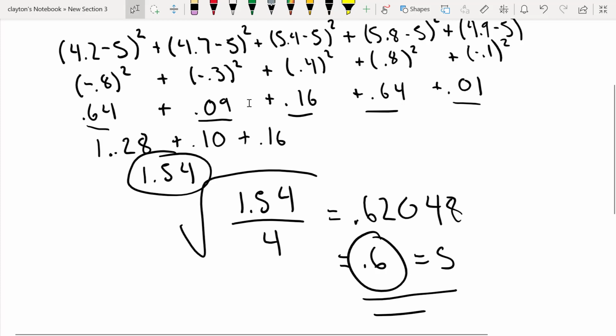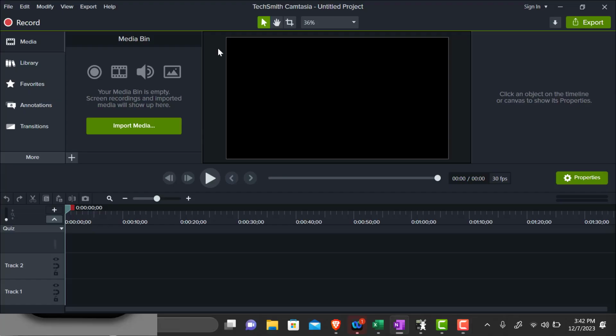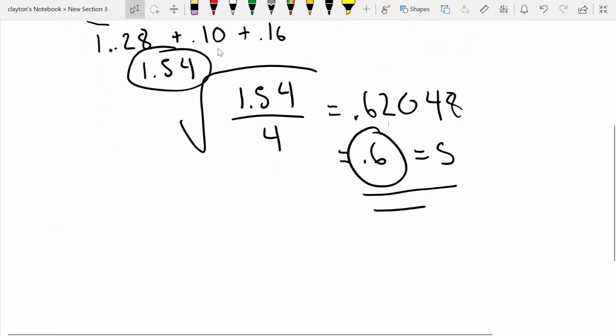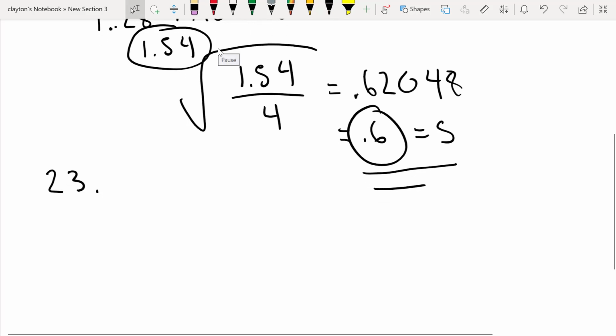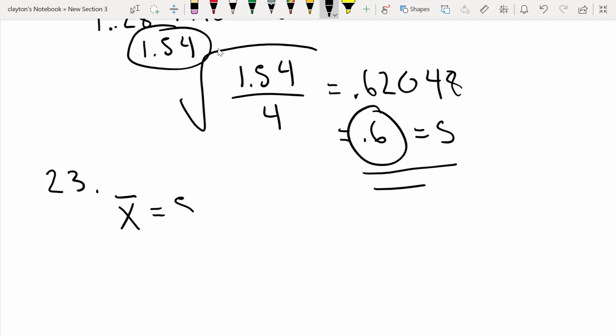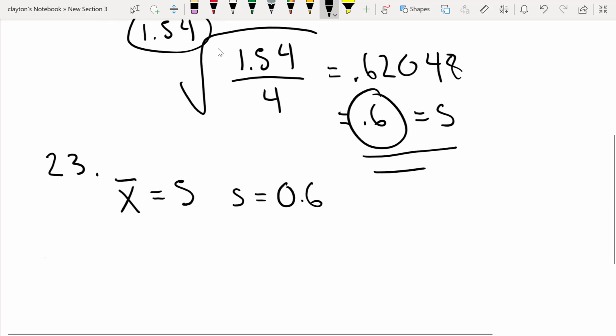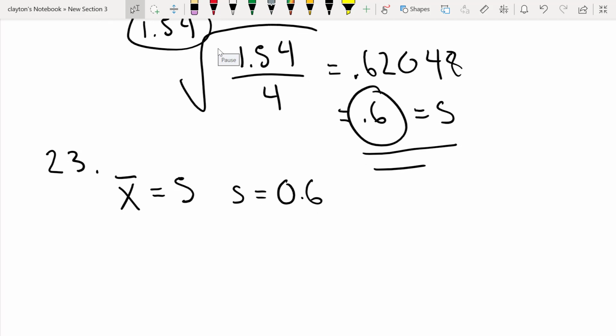So there's 22. We're going to keep moving on to 23. It says, using question 22, so let's remind ourselves, we found that x bar, the sample mean, was 5, and our sample standard deviation we're just using 0.6. It says, in what range does the empirical rule predict that approximately 95% of the unemployment rates will fall?